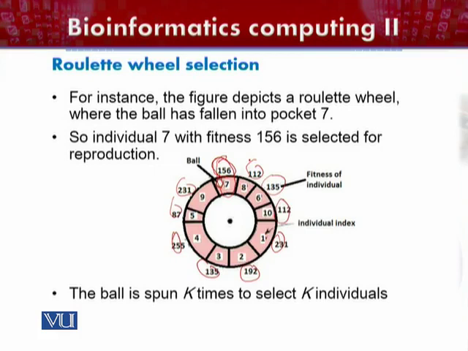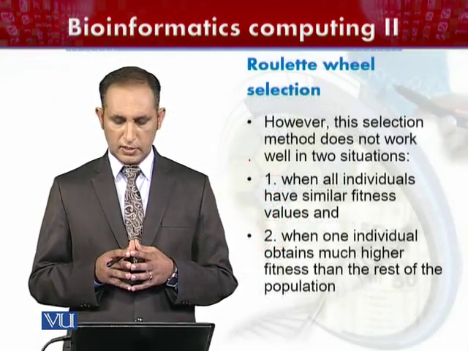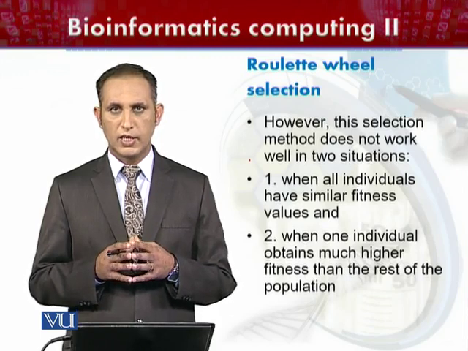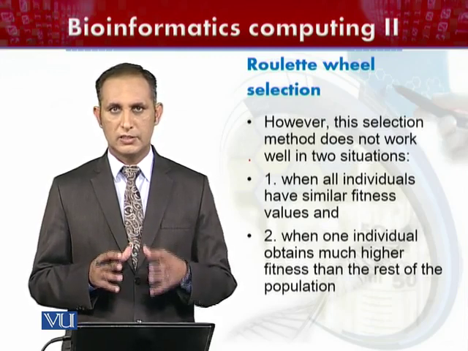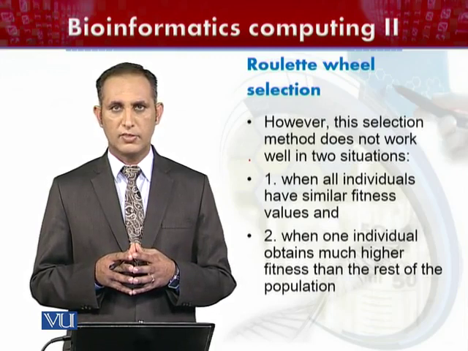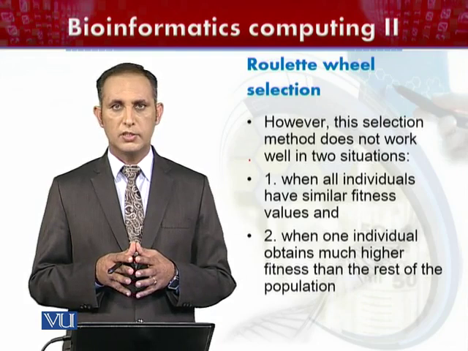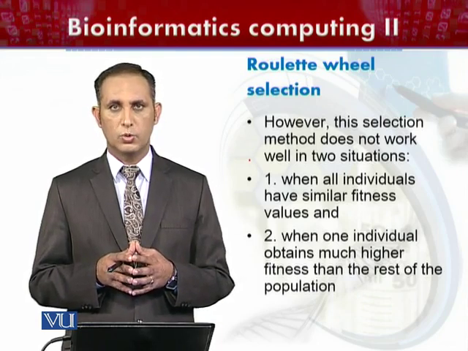And in this manner, the ball is spun n number of times, or k times, to select k individuals to raise a new population for breeding and producing offspring in the next generation. However, this method doesn't work well in two specific scenarios. Scenario number one, where this specific type of parent selection method is not working very well, is when all individuals have similar fitness scores.